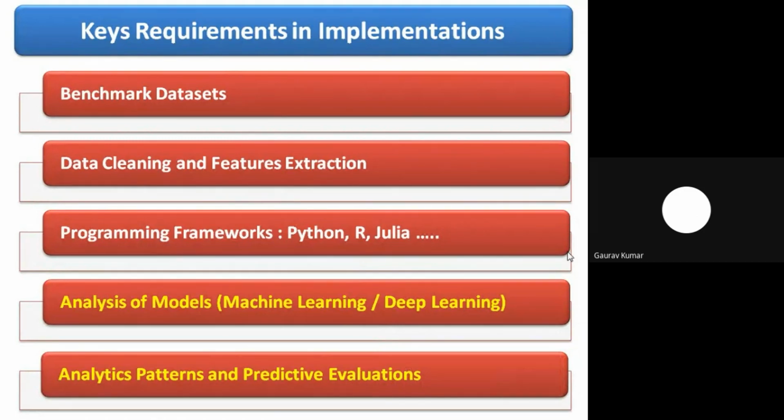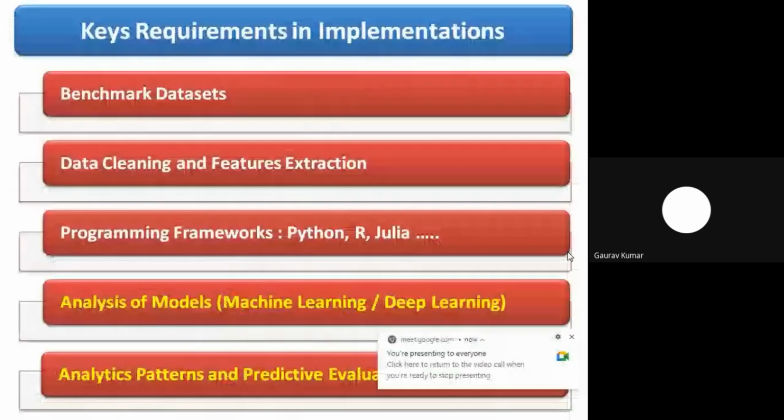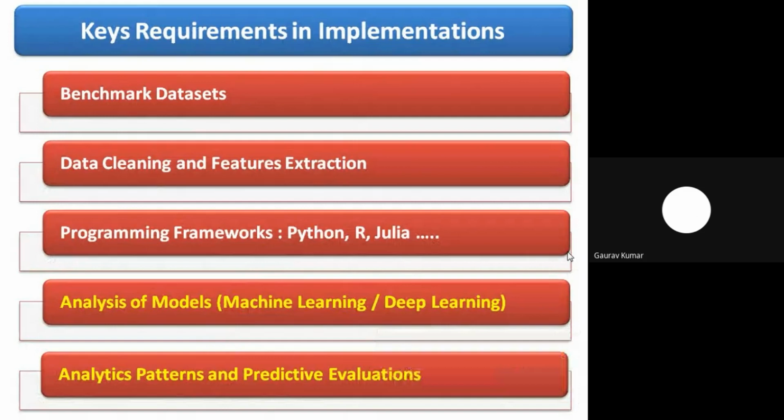Once the data set is collected and processed along with feature points extraction, then we have to see which particular programming framework is suitable, whether we should go for Python or R or Julia or Node.js or a cloud-based application. So these are different phases. And after that, analysis of models. Which type of model will be suitable for that?